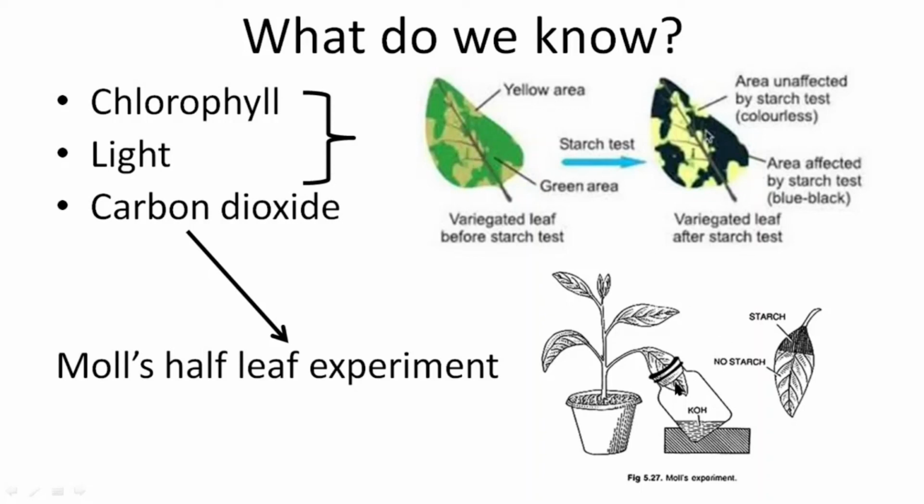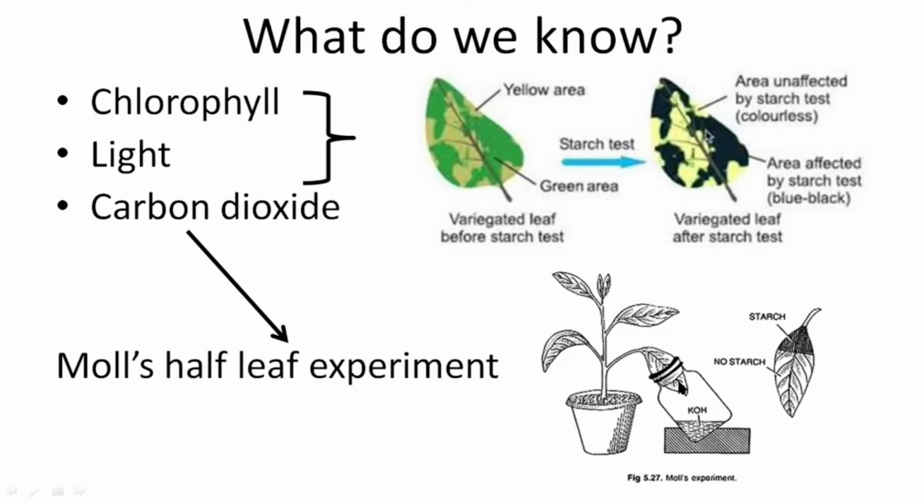Here what we are going to do is, in one leaf, one half is exposed to carbon dioxide and the other half is not allowed to come in contact with carbon dioxide. That is possible because of the presence of potassium hydroxide in that glass container. This potassium hydroxide has the ability to absorb carbon dioxide so that this part of the leaf cannot have access to carbon dioxide. After incubating the entire setup in sunlight for some time, this leaf has to be removed and it should be tested for starch.